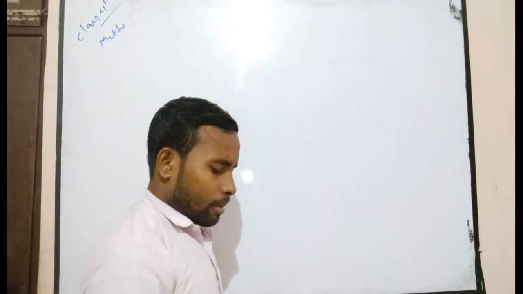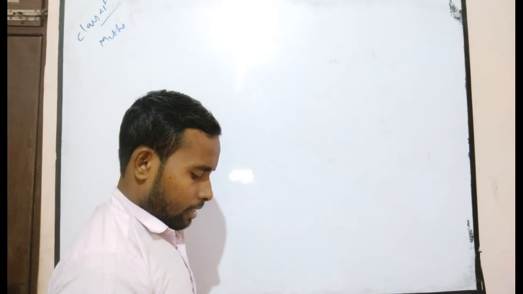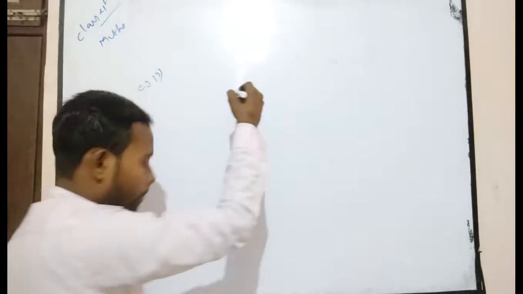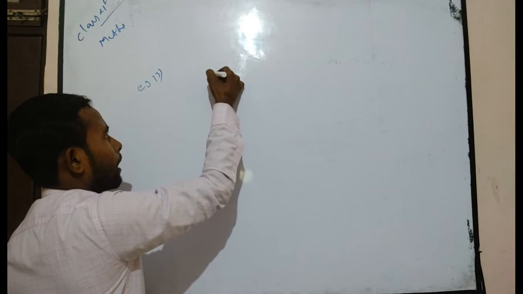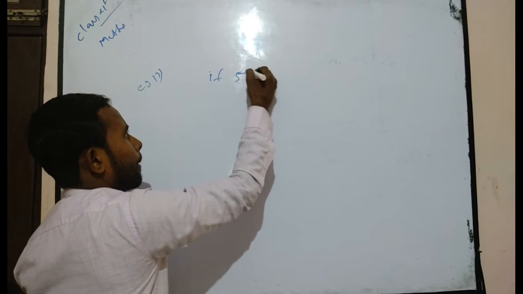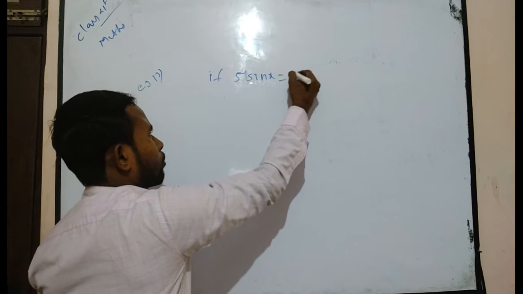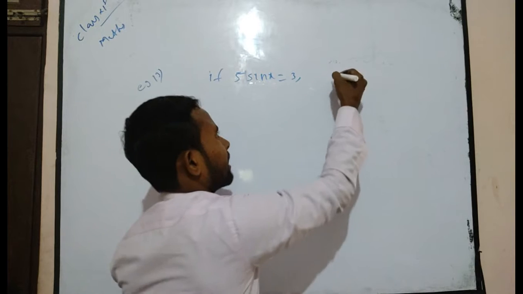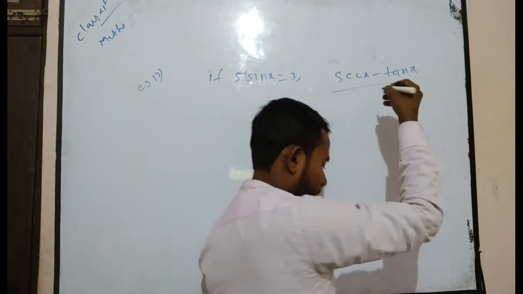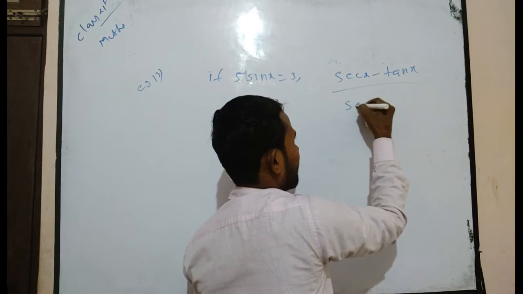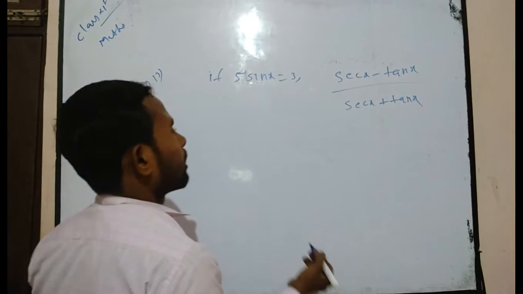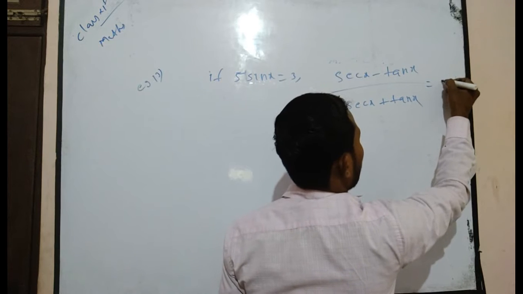Next problem is very easy. Further, I want to give you a hint. Example 13. In this problem, given that 5 sin x is equal to 3, find sec x minus tan x divided by sec x plus tan x. I think this is very simple.